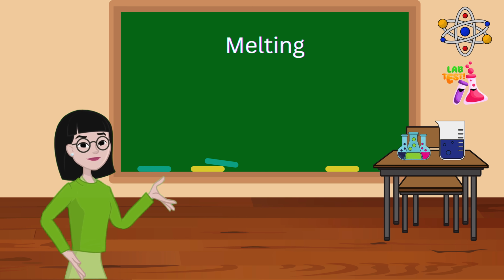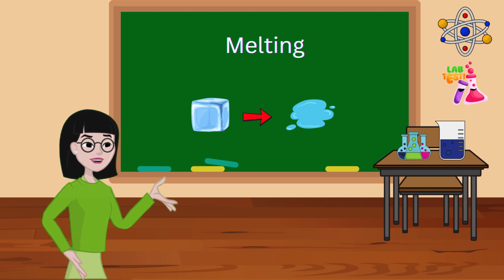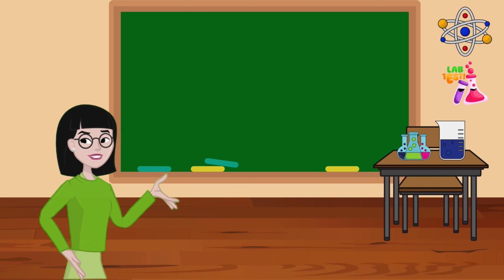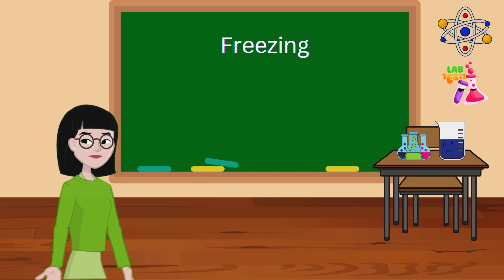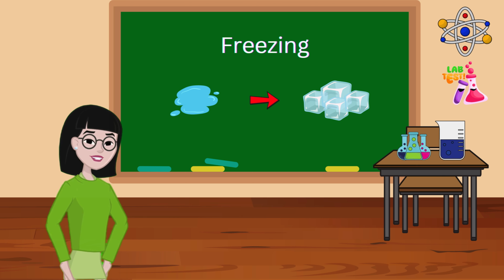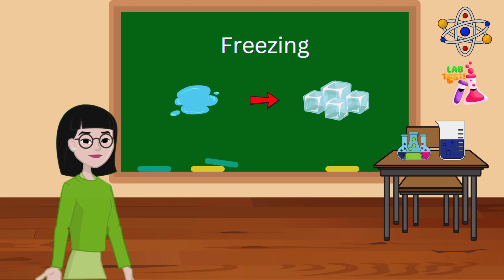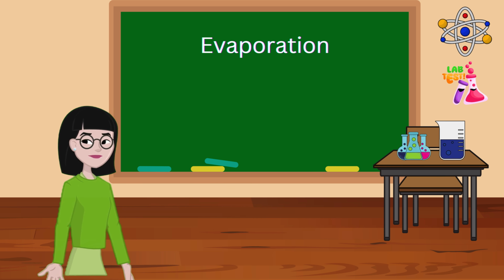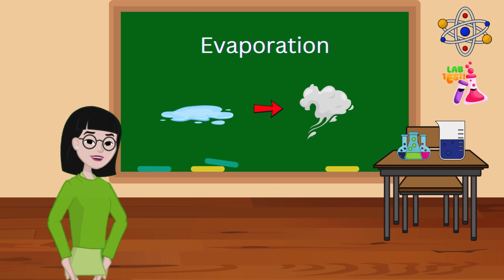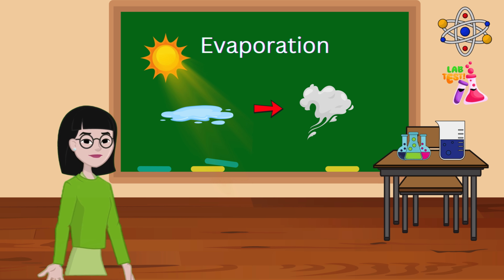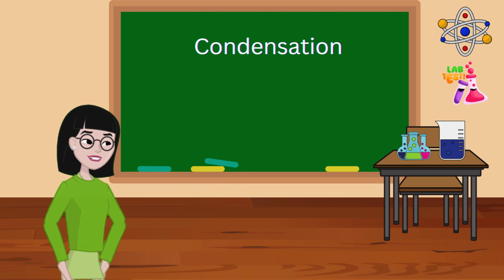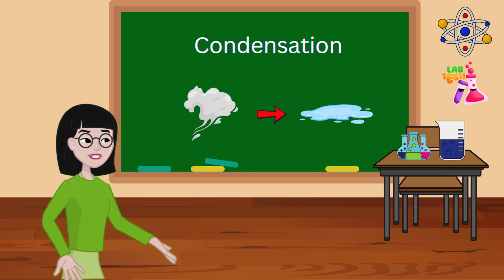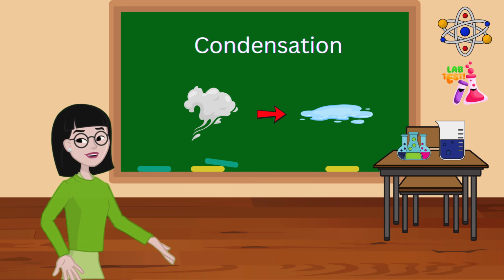Okay, class, let's have a short review. When melting, solid turns liquid with heat added. Next is freezing. Liquid turns solid when heat is removed. Next, evaporation. Liquid turns gas when heat is added. And last, condensation. Gas turns liquid when heat is removed.